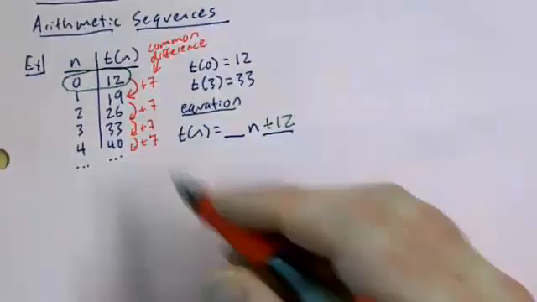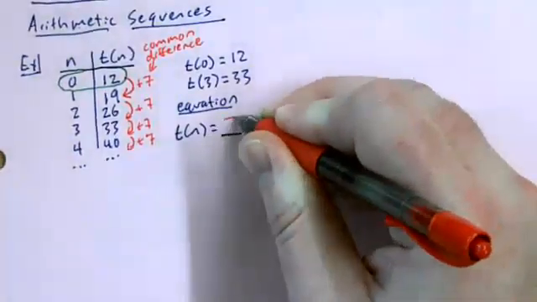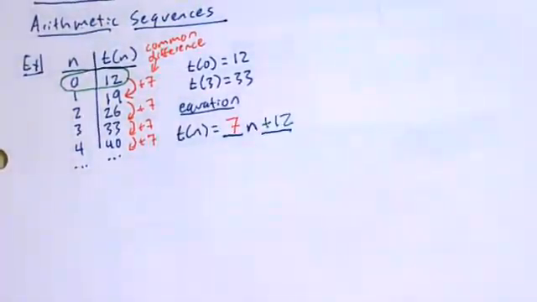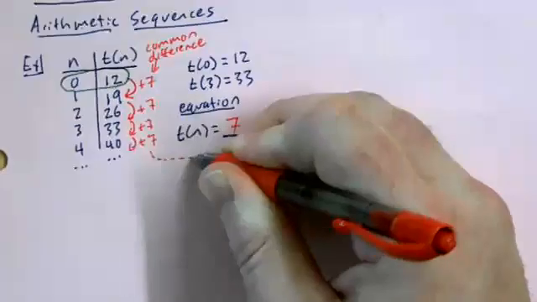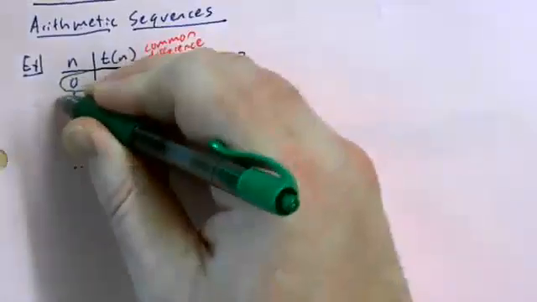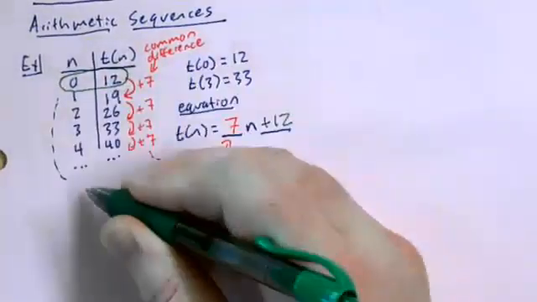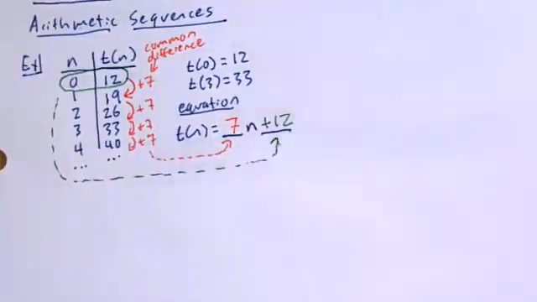And the common difference, whatever it is, is always going to be the coefficient on our variable. So we've got positive 7 going on there. And I like to draw lots of arrows in my notes, so I'm going to draw some arrows to show where those things in the equation came from. If that's helpful for you too, go ahead and include some arrows as well. That'll help you in your notes.